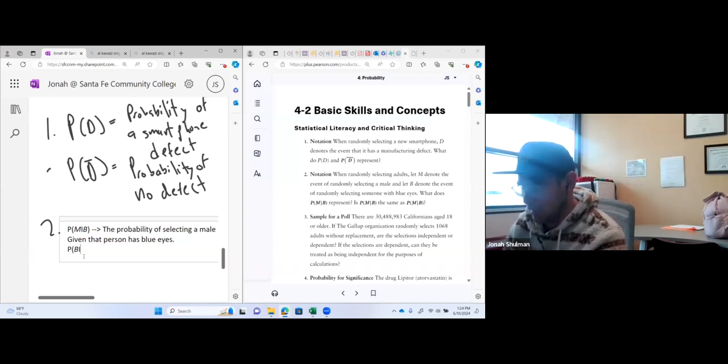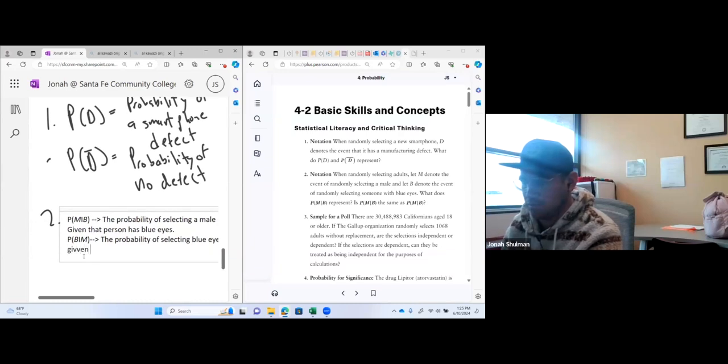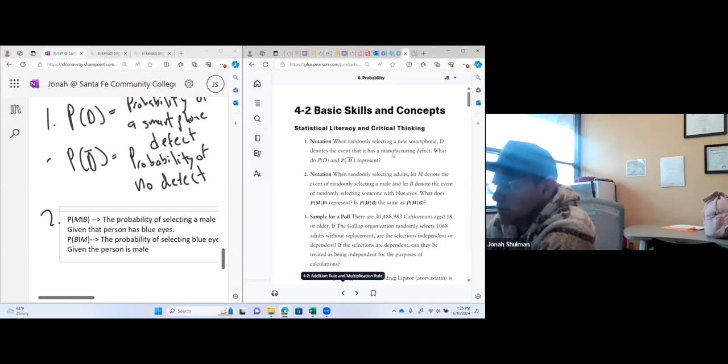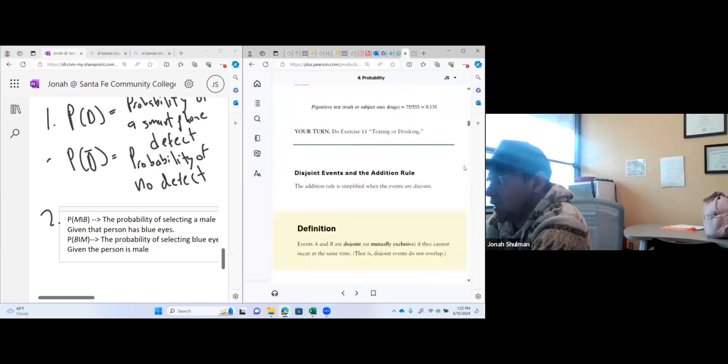This is what the book was trying to get at. That's what they want for answer 2. Everybody makes mistakes, right? Even the book. This is different. So this is the probability of selecting blue eyes given the person is male. I'm pretty sure that's it. You can always go back and check to make sure that that's what it is. Pretty sure the little line after the fact.